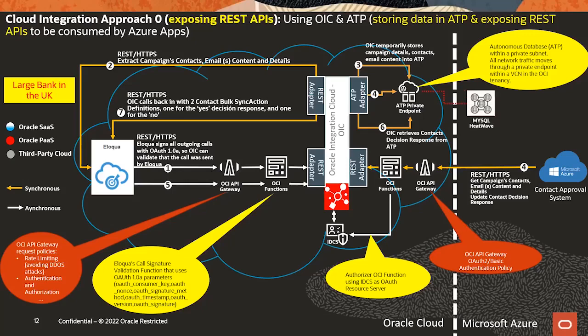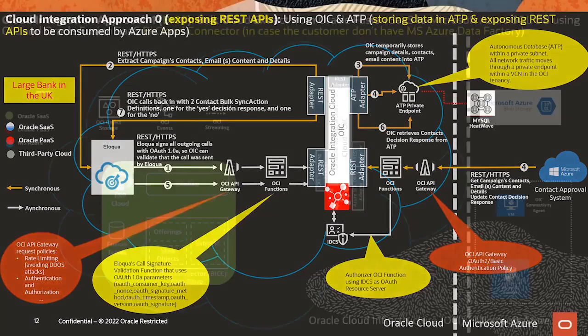And this pattern is also common when you have an Azure application deployed in a virtual machine in Azure, and you're using ATP or Autonomous Database or MySQL HeatWave as the backend of this Azure application. So this pattern of exposing REST APIs using either ATP or MySQL HeatWave is one of the approaches we have for this multi-cloud integration.